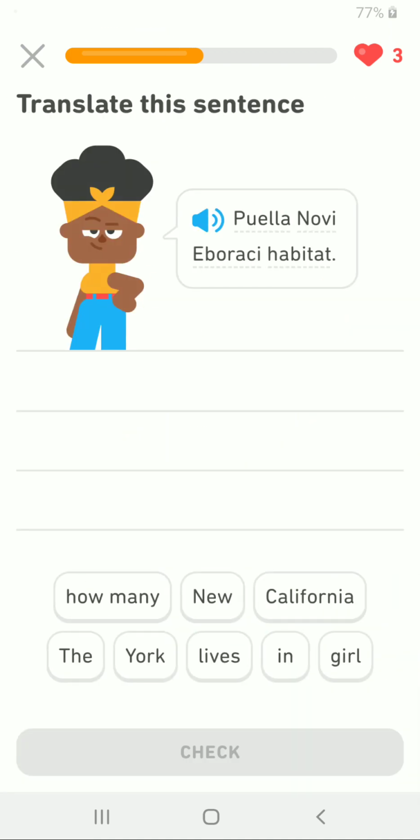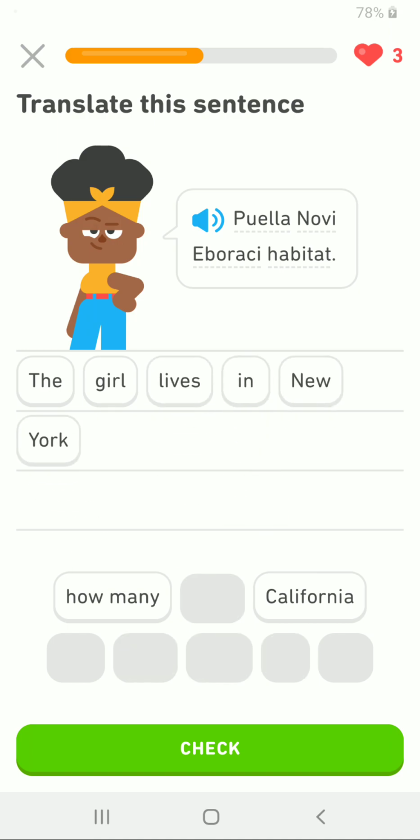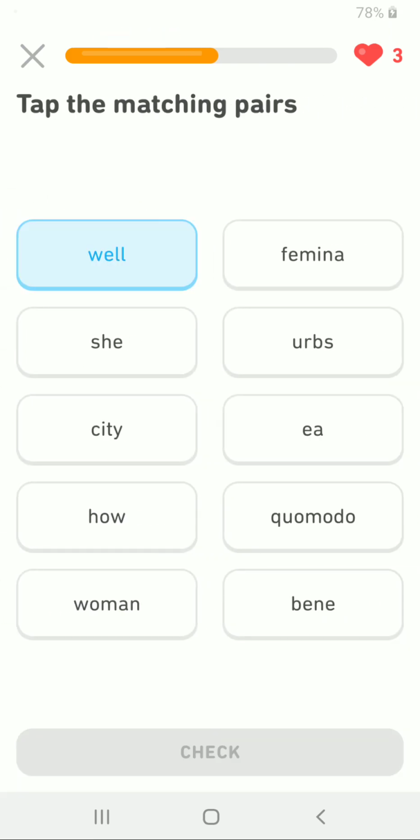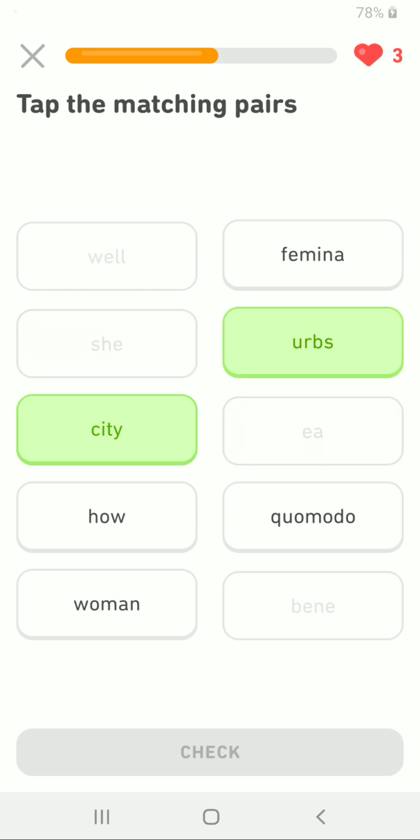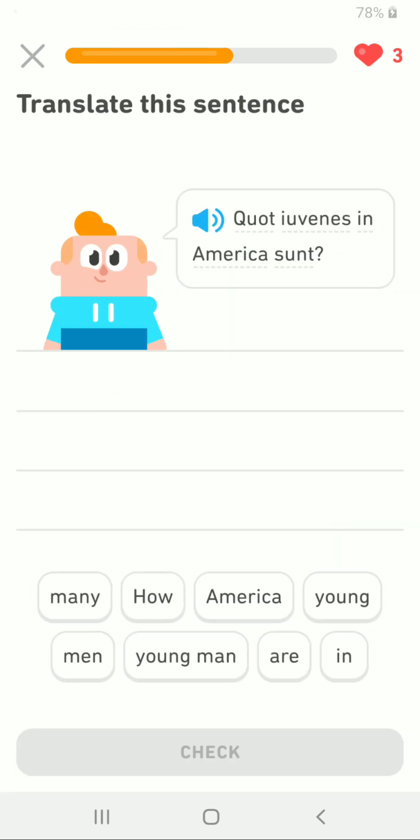Puella Novi Eboraki habitat. So puella, the girl, lives in New York. Novi Eboraki, it's in New York. Bene, it's good. Ea is she. City, urbs. How, it's quomodo, and femina here. Quot juvenes in America sunt?